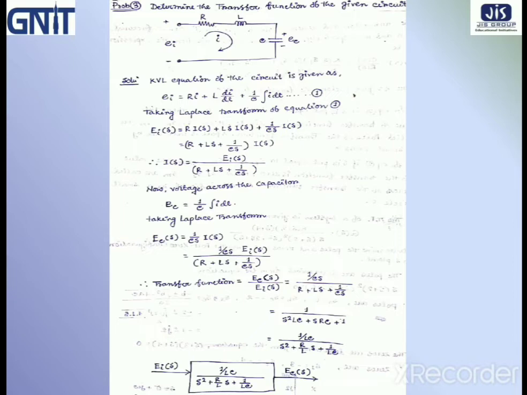Suppose the output is the voltage across the capacitor, that is E_C, and the input is E_I. So we have to calculate E_C(s) by E_I(s), and that will be the transfer function of this RLC series circuit. So what are the steps for calculating the transfer function? Just look at the solution.